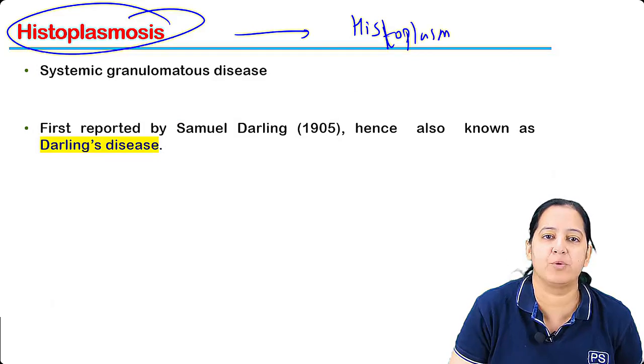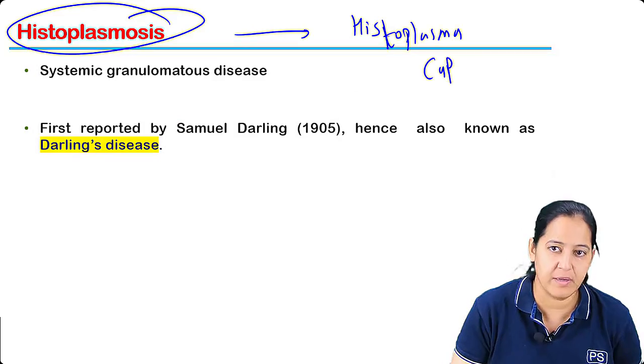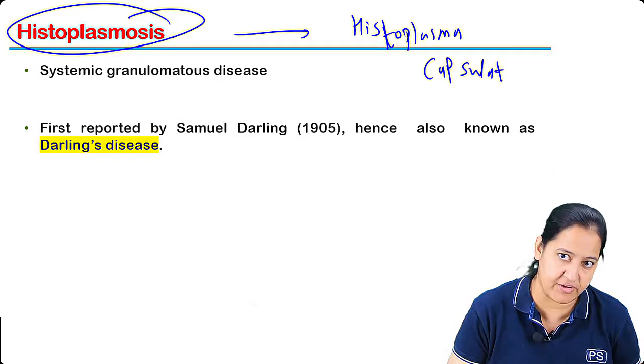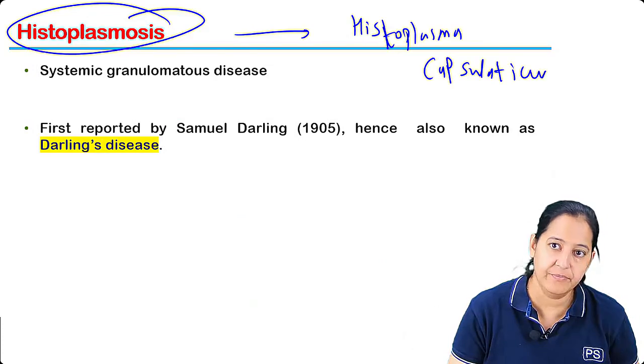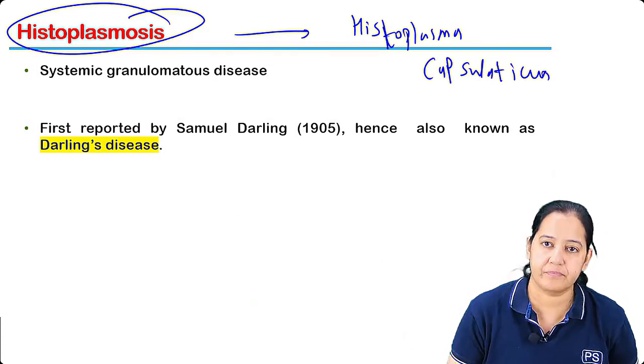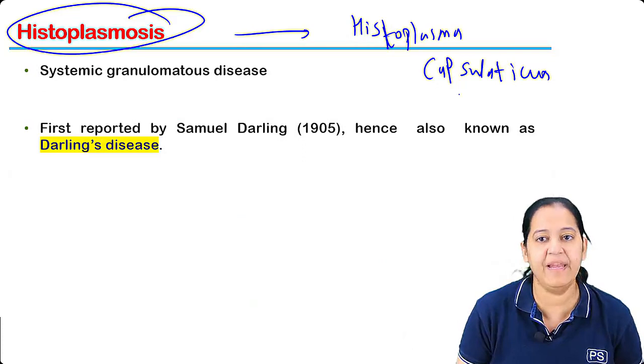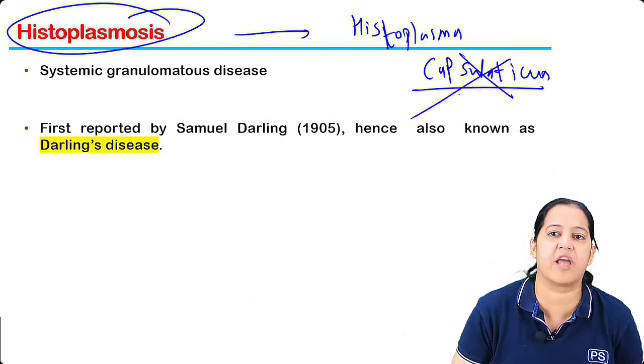Histoplasma capsulatum. Have I written this word? In your notes, is it written? If it is not written, write it down. Capsulatum, this is the causative agent. Wherever it is written, write down that it's a misnomer. It is not a capsulated fungus.